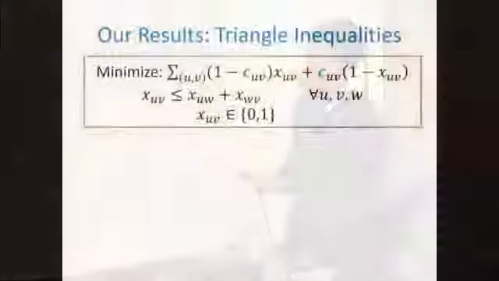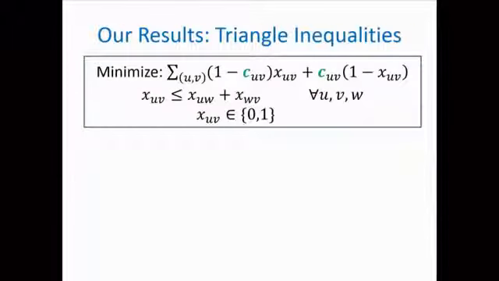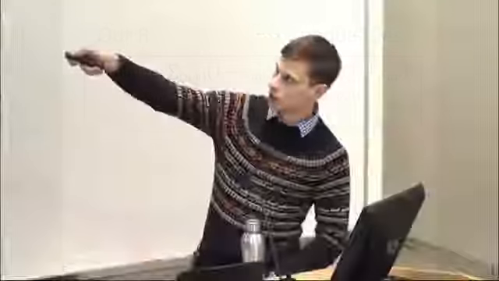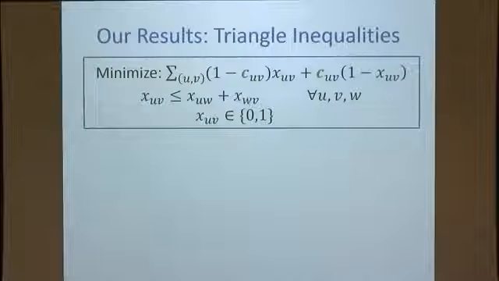This 2.06 approximation also works for the case when there are real weights which satisfy the so-called probability constraints. Remember that in the setting that I described, all weights were either 0 or 1, right? But now suppose in the objective, in front of each term, there is a weight, c_uv, and the weights corresponding to x_uv and 1 minus x_uv are complementary. So x_uv is multiplied by 1 minus c_uv, and 1 minus x_uv is multiplied by c_uv. In the previous case, these c_uv were either 0 or 1. If you allow them to be real, then everything also works.